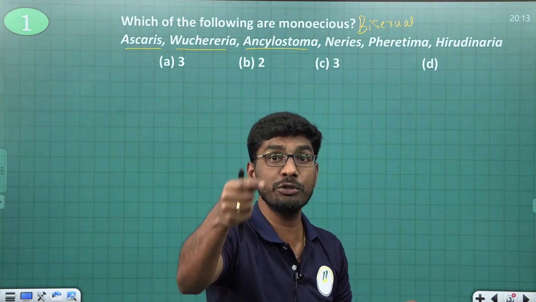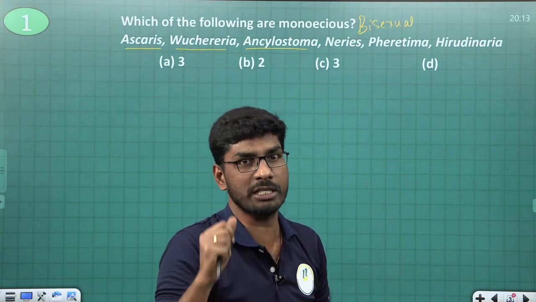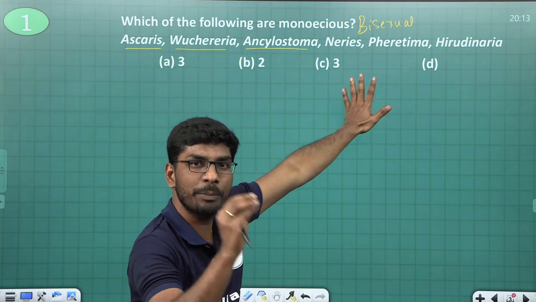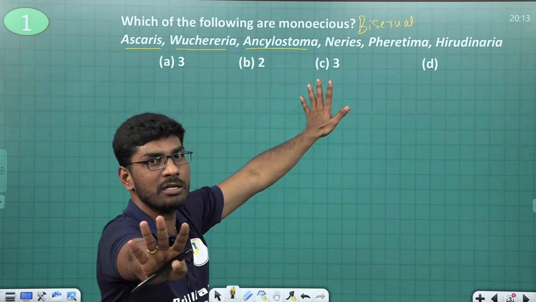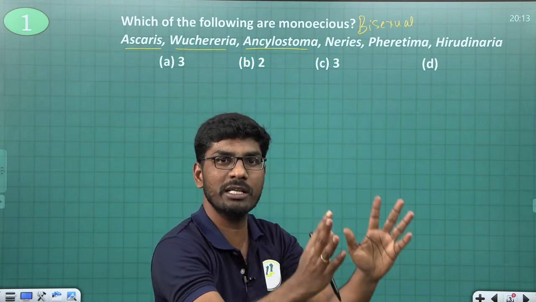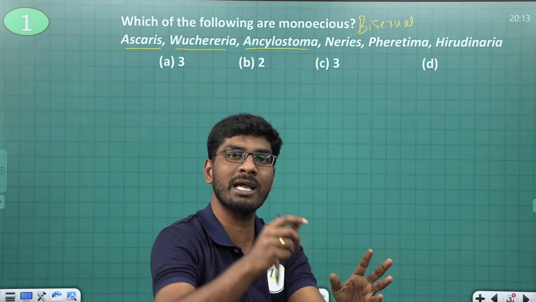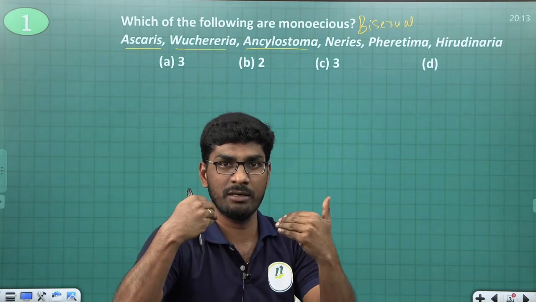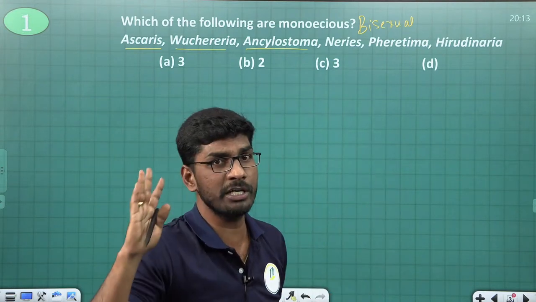You go and tube within tube type of arrangement also in nematodes, I said. But remember, if you don't know which phylum these organisms belong to, it is very difficult to answer. I'm telling you, that's why I have been shouting. Try to understand: whenever you look at the question, whenever you look at the organism name, try to get which phylum this organism belongs to. If it comes to your mind, it will be very easy to answer.